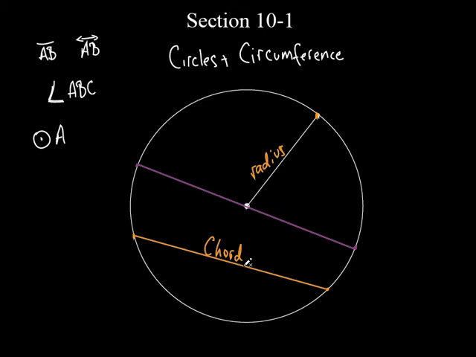What does this do that this one doesn't do? It goes through the center. That's right. It goes through the center of the circle. Okay, so we call that the diameter.